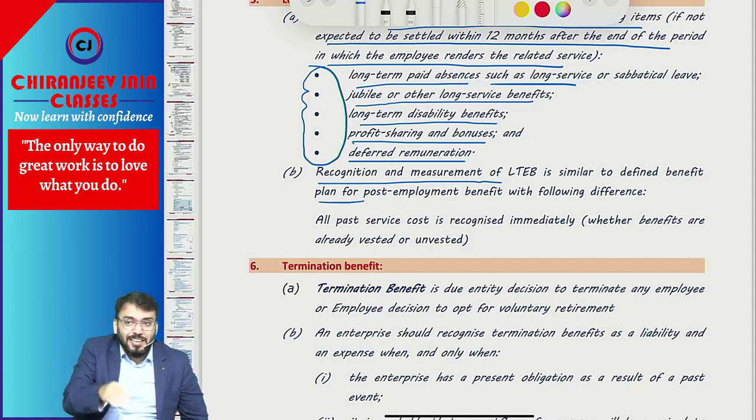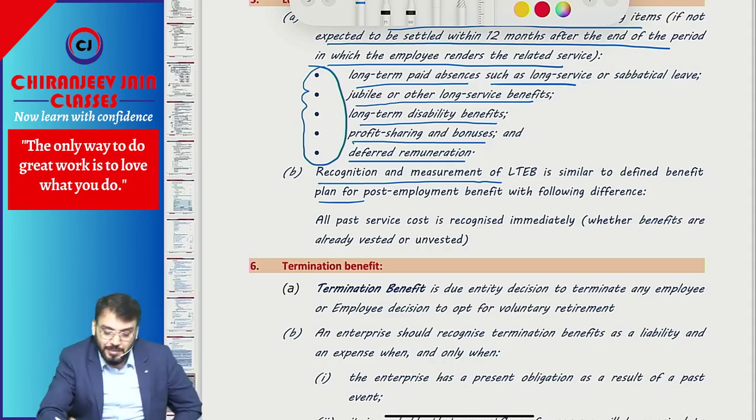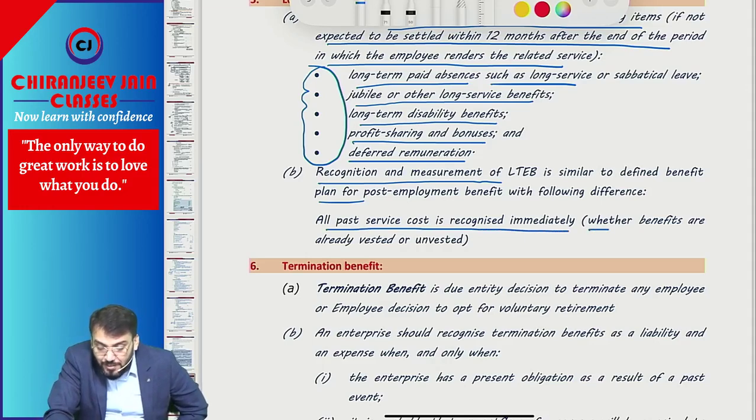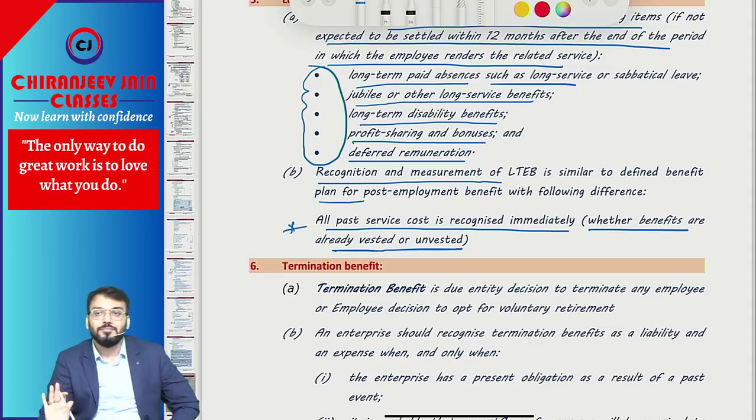In this case, entire past service cost, if any, will be charged to PL as an expense immediately, whether vested or unvested. In the other case, vested and unvested are treated differently. Here, vested or unvested will be charged to PL as an expense immediately. So, all past service cost is recognized immediately, whether benefits are already vested or unvested. This is the only difference. This you need to keep in your mind, which may be asked in terms of MCQs.